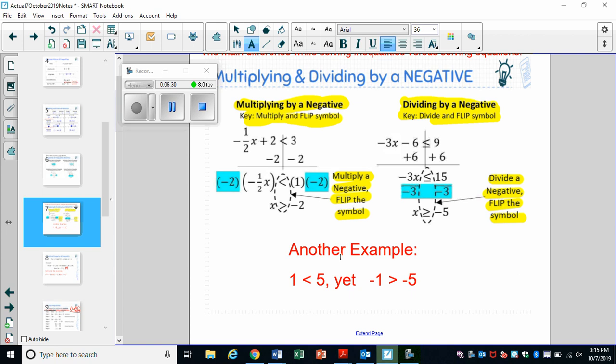I also wanted to include this other example. We say 1 is less than 5, yet when we negate both the +1 when it becomes -1 and +5 when it becomes -5, you notice how -1 is greater than -5. So this is a similar idea because we multiplied or divided both sides by -1. So 1 divided by -1 is -1. 5 divided by -1 is -5, yet -1 is greater than -5, unlike +1, which is less than +5.